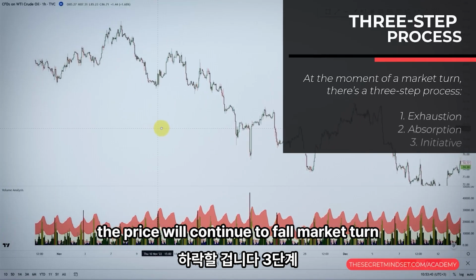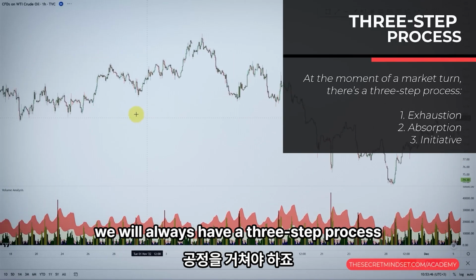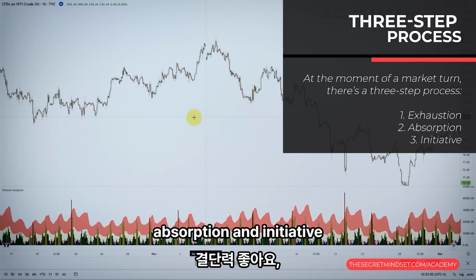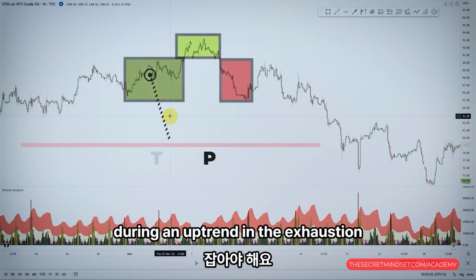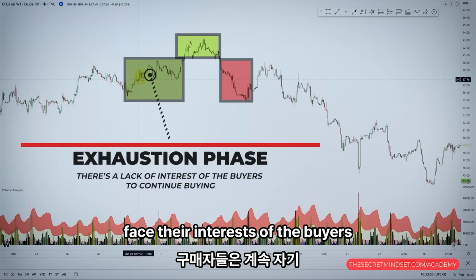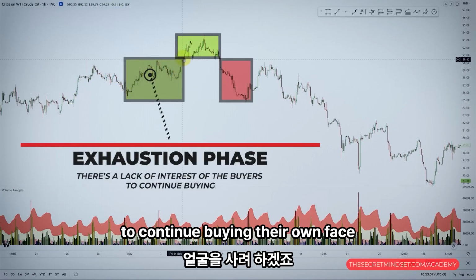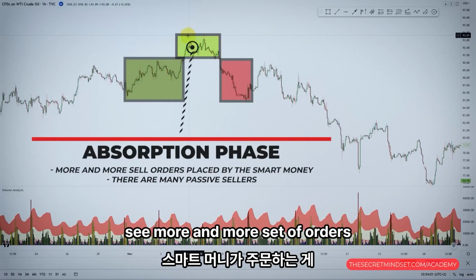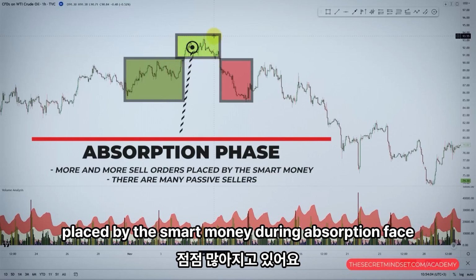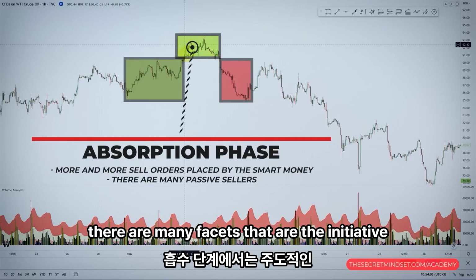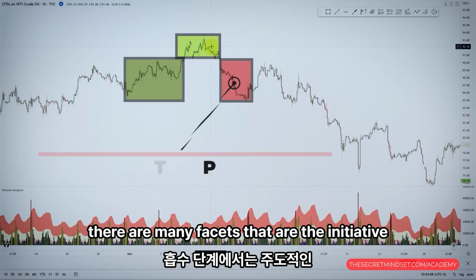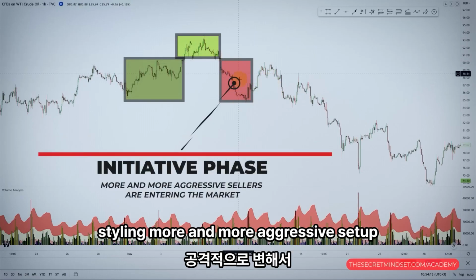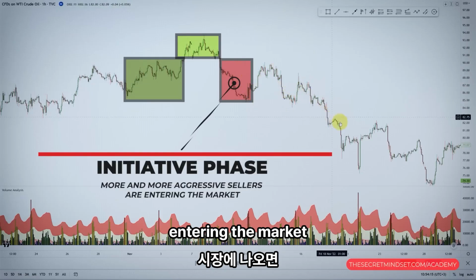At the moment of a market turn, we will always have a three-step process: exhaustion, absorption, and initiative. During an uptrend, in the exhaustion phase, there is a lack of interest of the buyers to continue buying. During the absorption phase, you'll see more and more sell orders placed by the smart money. During the absorption phase, there are many passive sellers. The initiative phase is characterized by aggressive selling. More and more aggressive sellers are entering the market.